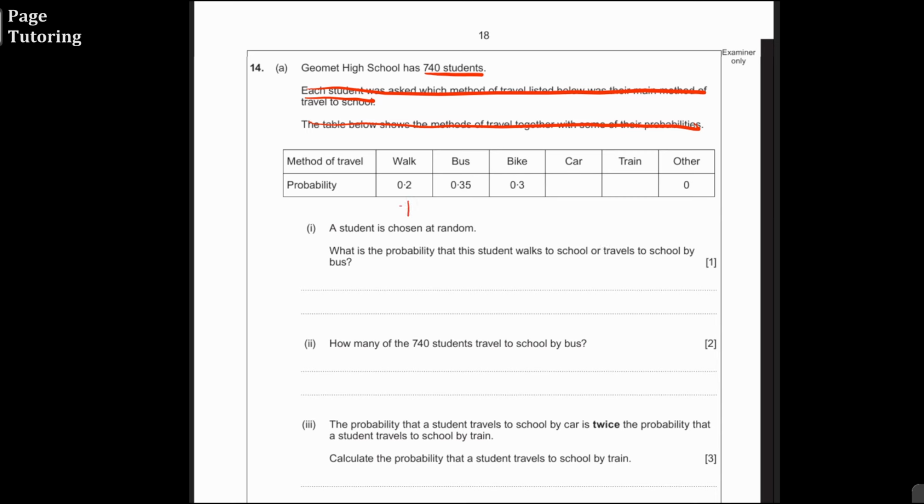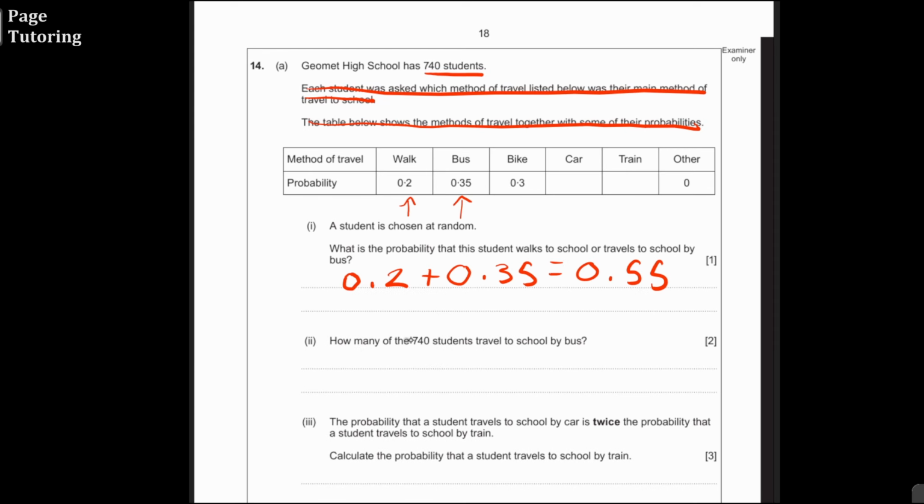Well, let's read. So it says probability that they walk or use the bus. So when it's an or question, you're just going to do the probability of walking plus the probability of using the bus. So that is just 0.55. So more than half the students do that.